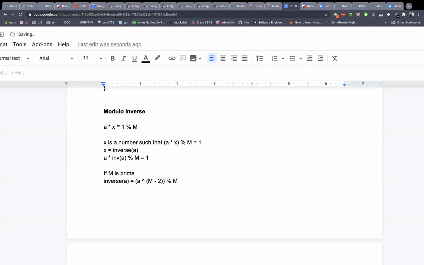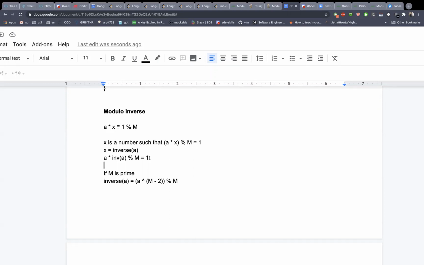So basically you need to find one number which, if you multiply it by the number whose inverse you are looking for and take its modulo with m, the result should be 1. That number we call the inverse of a, with respect to modulo m.